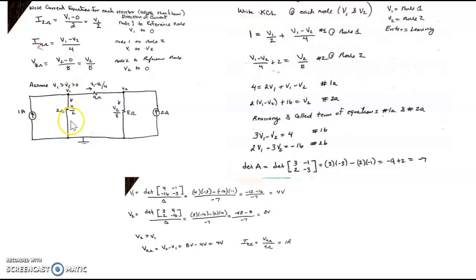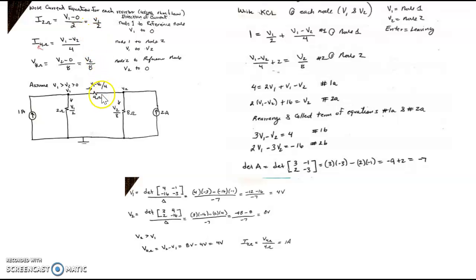Everything leaving the node, according to KCL, is going to be negative. So the current across this 2 ohm resistor is going to be the voltage across this resistor divided by the resistor. The voltage across is V1 minus this other node, but this node is 0. So in reality, it's just V1 minus 0 over 2, which is only V1 over 2.